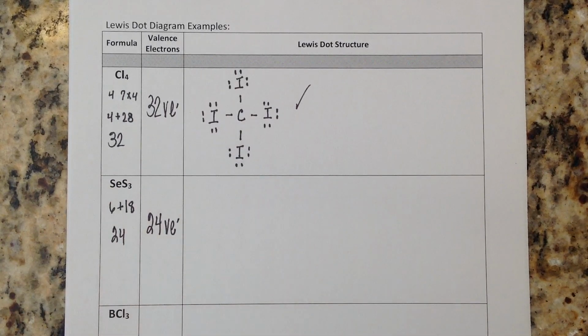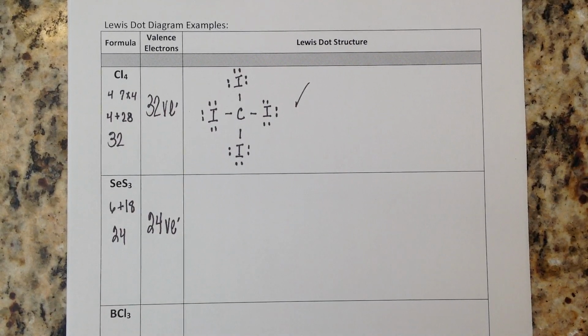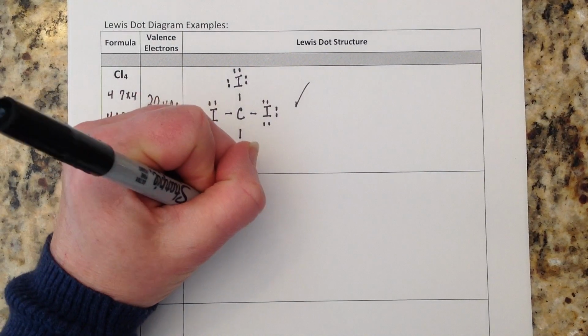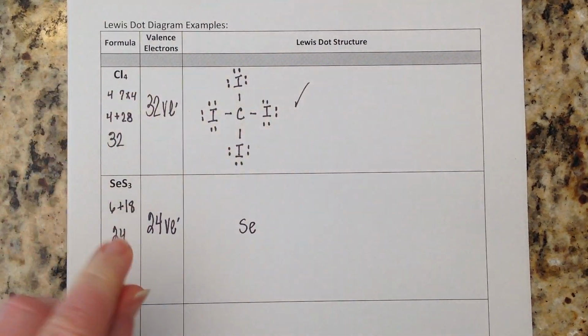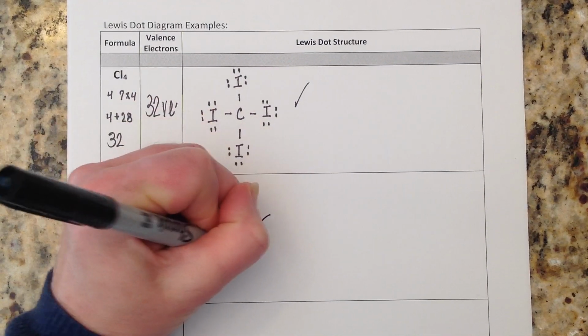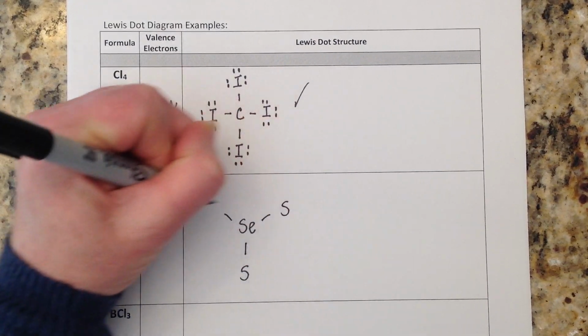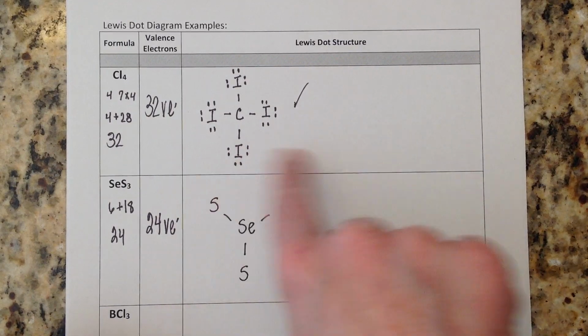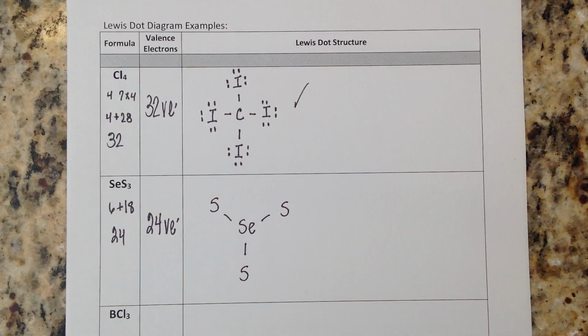For most beginning chemistry students, that is typically what you're going to see. There'll be a few exceptions. Obviously, it gets more complicated than this, but we're keeping this real easy. So Se goes in the middle. Now, this time we have 3 sulfurs, so we're just going to kind of evenly distribute those. Don't get too caught up in exactly how you draw that. Just spread them out around the central atom.